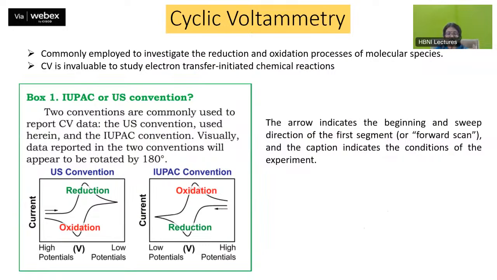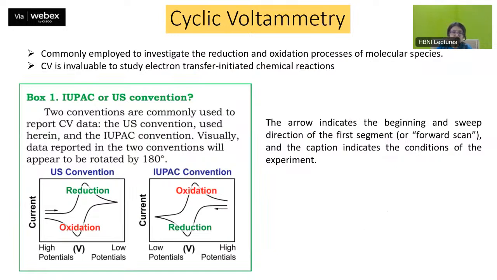So first let's see what cyclic voltammetry is, and then we will apply it to battery materials. It is a very commonly employed technique to investigate the reduction and oxidation processes in molecular species, and it is an invaluable tool to study electron transfer initiated chemical reactions.